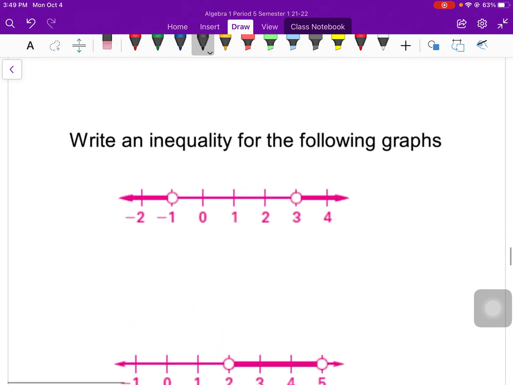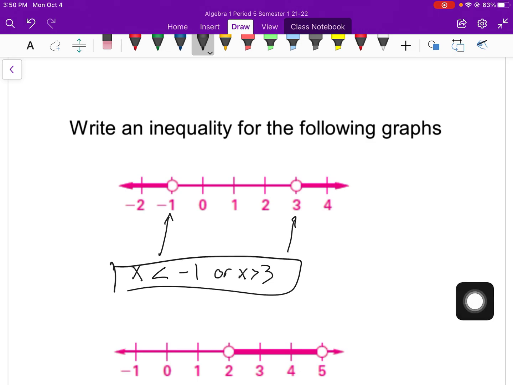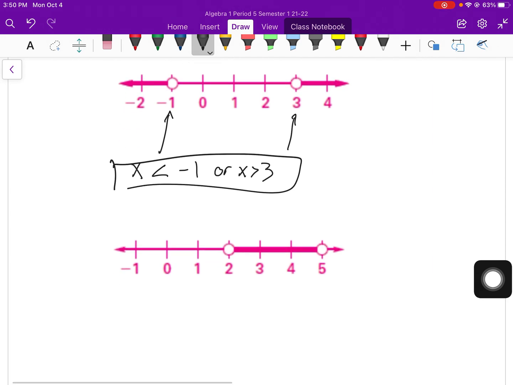So for now, we're going to write inequalities based off of the graph. To do this, we're first going to identify where our open circles are. So I've got a -1 and a 3. I know they're open, so I know that I'm going to have strictly less than and strictly greater than. And I'm going to always, always, always put x on the left for these. So I'm going to have x is less than -1 or x is greater than 3. That's my final answer. I'm always putting x on the left because then I can use the arrows to help me figure out which symbol I'm going to be using.